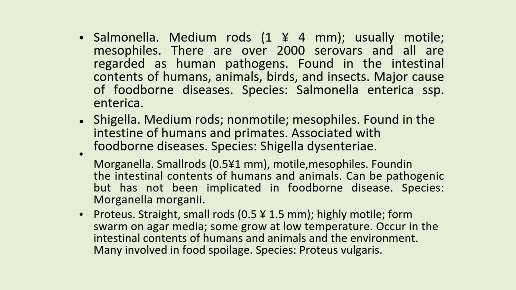Another genus is Proteus. These are straight, small rods that are highly motile and form a swarm on agar media. They occur in intestinal contents and the environment. Many are involved in food spoilage. Example species is Proteus vulgaris.